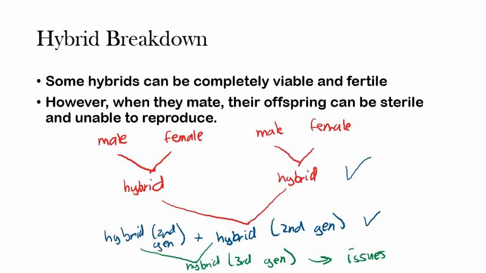The male and the female create the hybrid. These hybrids are fine. The hybrids mate with each other and they create another hybrid. These hybrids, second generation, are fine. However, when the second generation hybrids try to mate and create a third generation hybrid, that's when you see the issues, okay? So that's basically it.